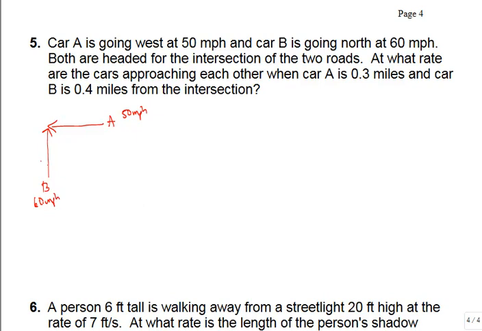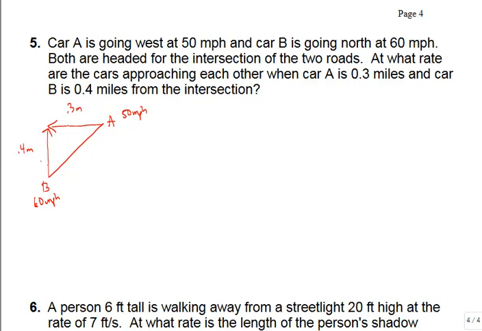And we're talking about at what rate are the cars approaching each other. So if they're approaching each other, that means this distance between them should be shrinking so that they're getting closer and closer to each other. And we want to know what that rate is when car A is 0.3 miles from the intersection and car B is 0.4 miles from the intersection. Now this distance for A is not always 0.3. It's changing, right? Because car A is driving closer and closer to that intersection.